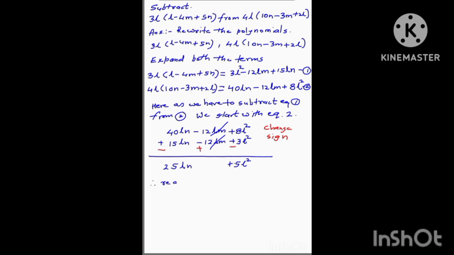Okay, so now we can rearrange. It's not necessary to rearrange, but it's better to rearrange. So we get 5l square plus 25ln. We can take 5l common, l plus 5n. That's your answer. Okay.